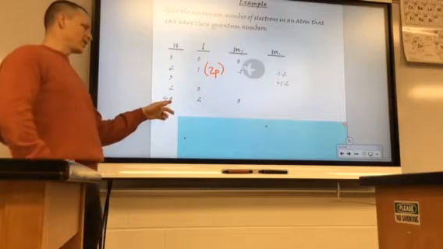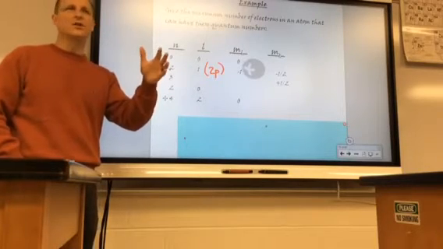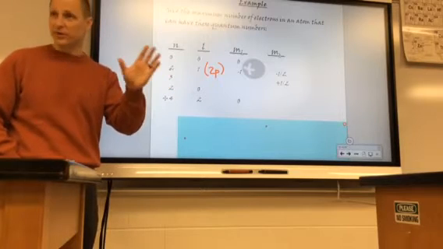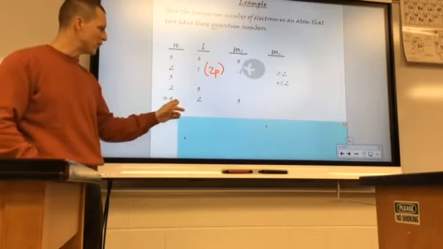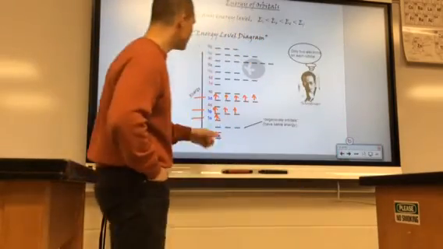N equals 4, we're in the 4th energy level. L equals 2, so 4 what? S, P, D, or F? D, 4D. We're in 4D with these first 2 quantum numbers. And then the m sub L is 0. That m sub L is what gets people.